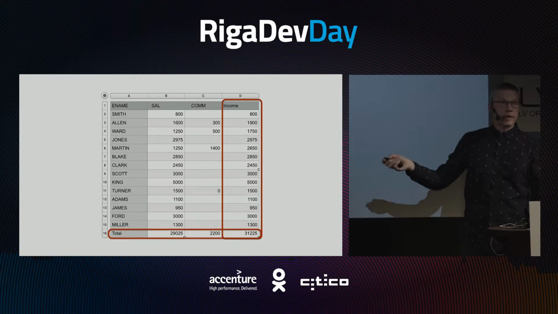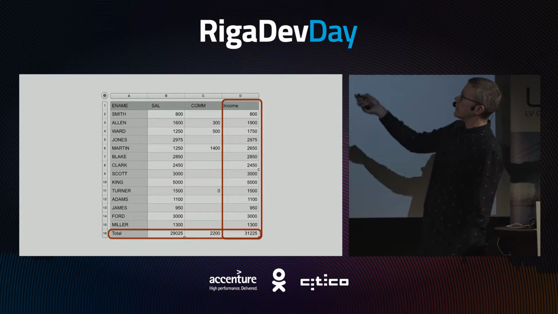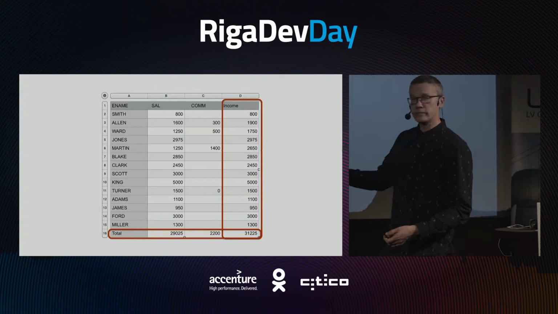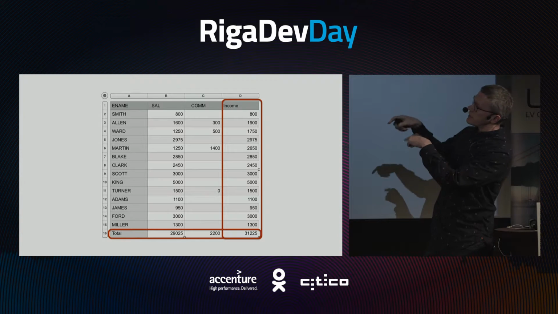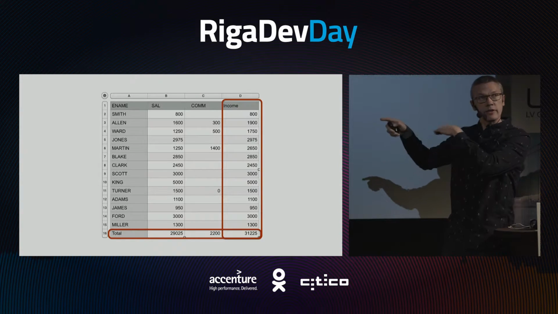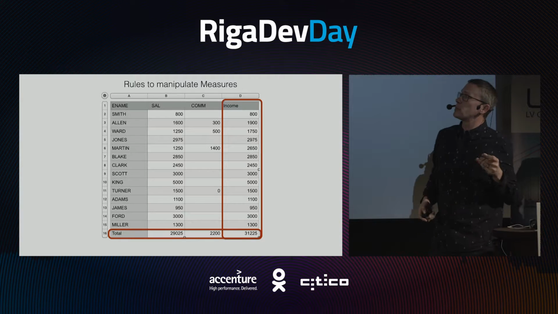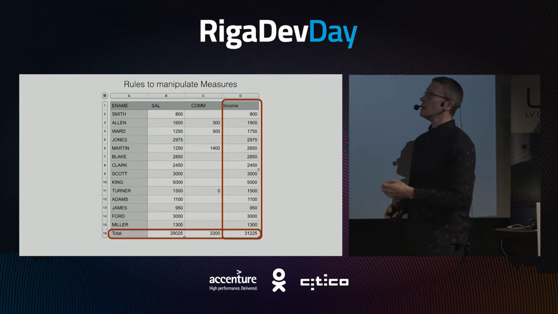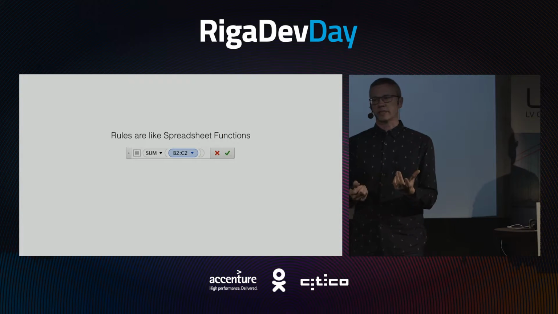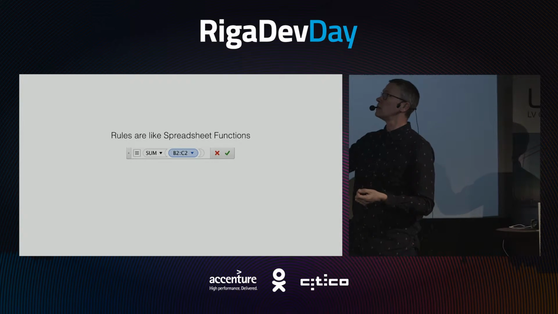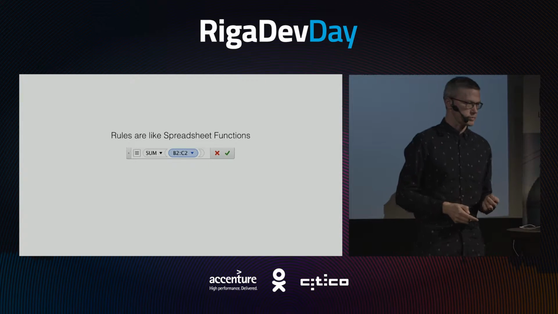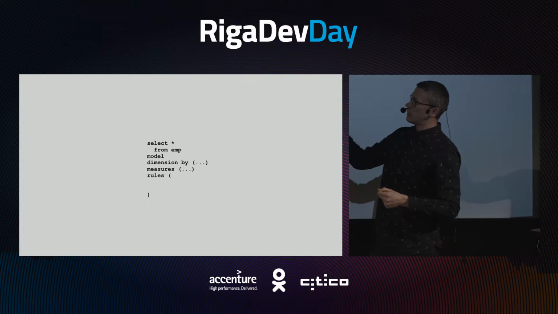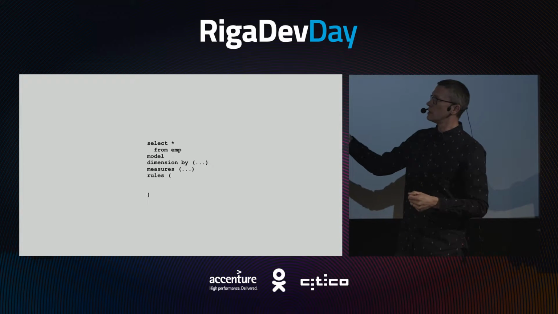You probably recognize the emp table in there. The income column is not in the emp table. Like a grand total at the bottom, that's not in the emp table. These two, the column and the row, got there because we specified some rules to manipulate that data. So the rules are like the spreadsheet functions. You say, I want to do a summary on these cells, and you get the summary of those cells. So the basic structure is model, dimension by whatever, measures whatever, and then you have your rules.